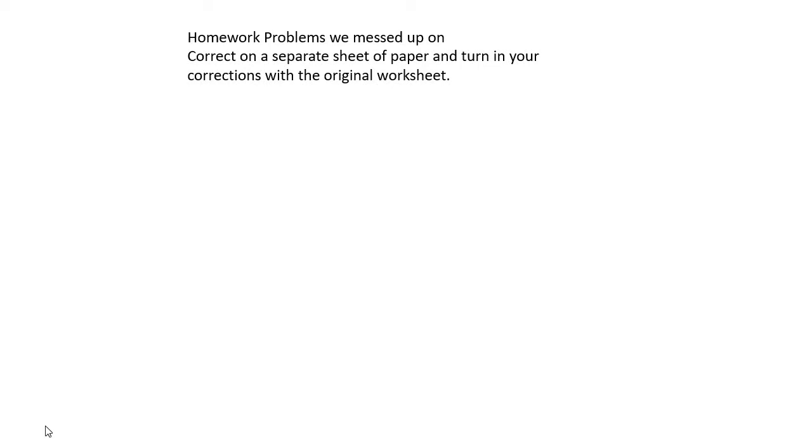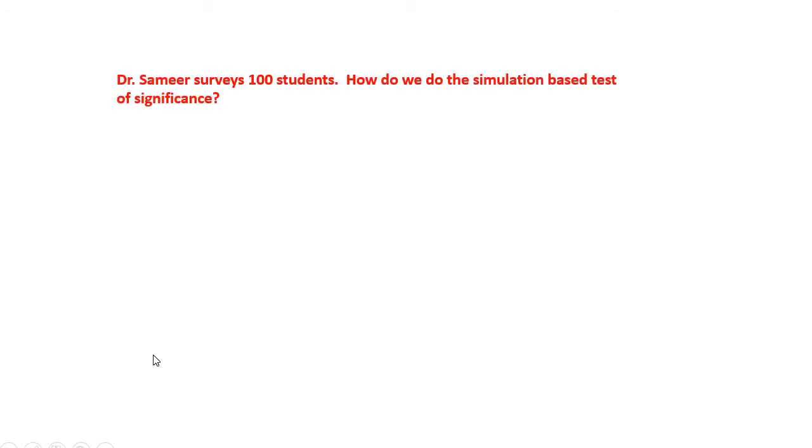All right, this is on the homework problems we just messed up on. So make your corrections on a separate sheet of paper and then turn in your corrections with the original worksheet. So in this question, the first question people kind of struggled with was, how do we do the simulation-based test of significance?